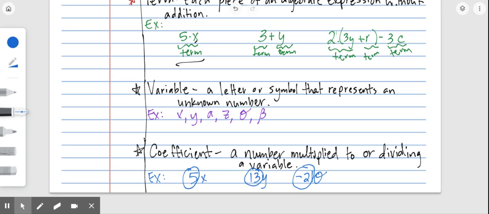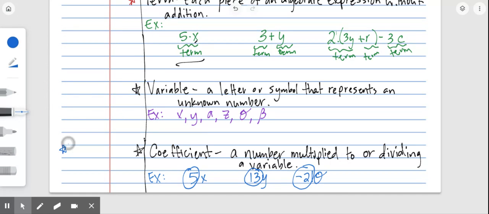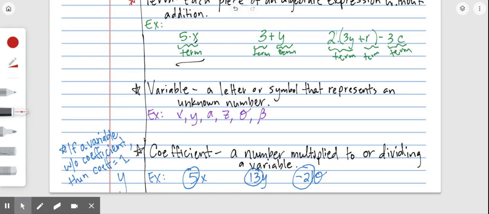Okay. Now there's a special rule about coefficients, and I'm going to write it over here. If you have a variable that doesn't have a coefficient, then the coefficient equals 1. So for example, if you just have the letter y, then there's a little hidden 1 right next to it because there's just one y there, so there's a hidden 1 hiding right next to that y. Okay.